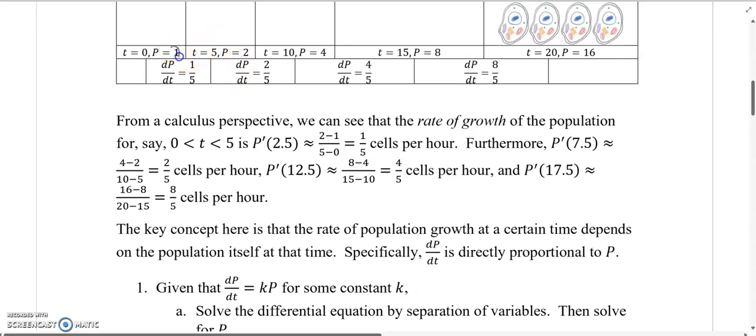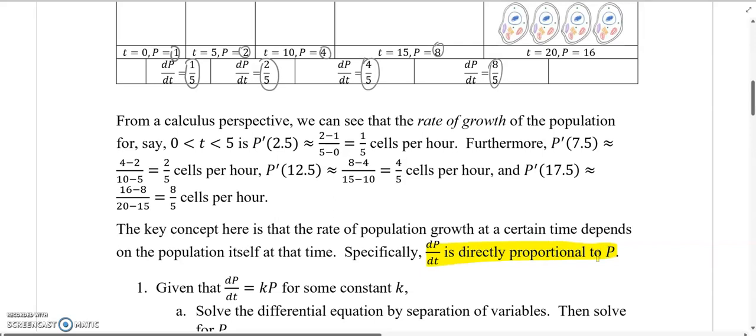So whatever the population is, we're going to multiply that population by some constant to get the rate of change. Notice that we multiply 1 by 1/5 to get this. We can multiply 2 by that same 1/5 to get here. We can multiply 4 times 1/5 to get that dP/dt, and we can multiply 8 by 1/5 to get this dP/dt. So this hugely important concept, of the rate of change being directly proportional to the population, is an inherent property of exponential growth, population growth.